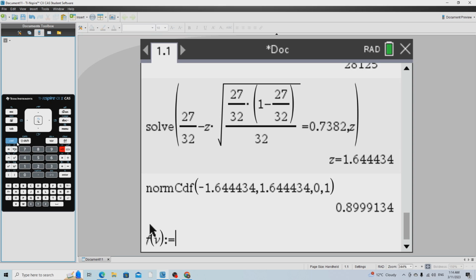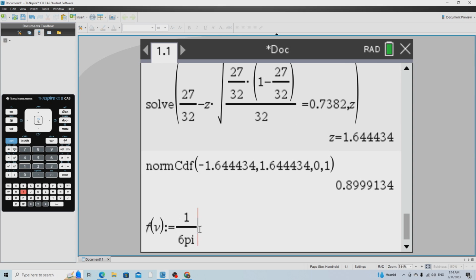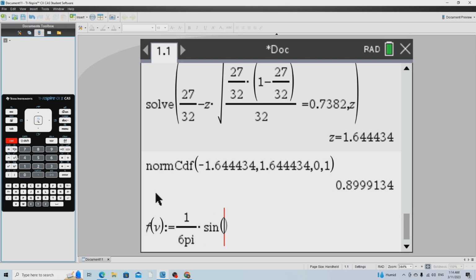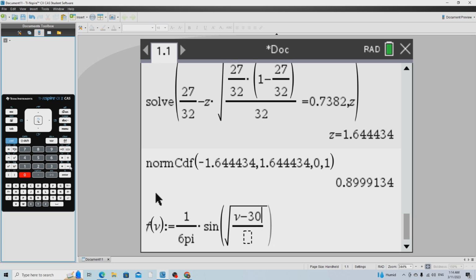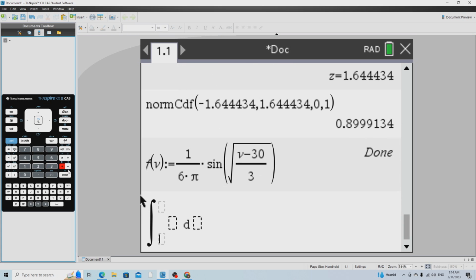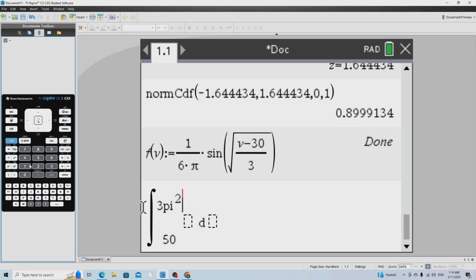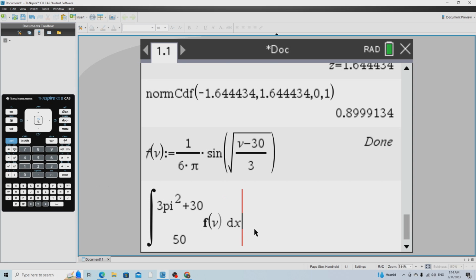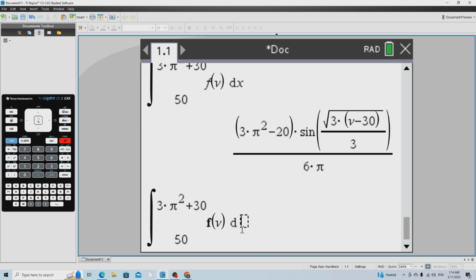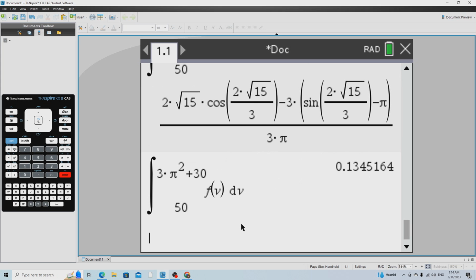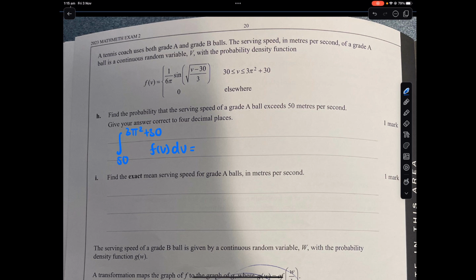So f of v is 1 over 6 pi times sine of (v minus 30) over 3. So the integral from 30 to 3 pi squared plus 30 of f of v dv. Control enter and it gives you this over here. So that's 0.25 decimal, that's 0.1345. Is that right? Find the probability that the serving speed of a ball exceeds this.